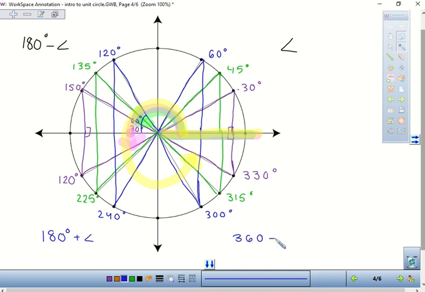360 minus the angle. Make sense? You could do, I suppose, 270, but I would do the 360 rule. All right, any questions about that?